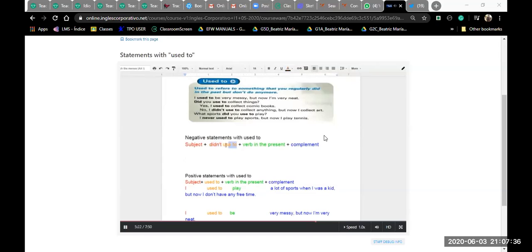And also I want you to notice that used to will no longer be in the past. Now it's going to be in the present. And that's because of this auxiliary verb that you see here. So we're going to have the subject plus didn't, and then used to will be in the present. It's not going to be in the past like we saw it in our positive statement. And the rest will pretty much stay the same. So the subject plus didn't used to plus the verb in the present, and then whatever complement exists.